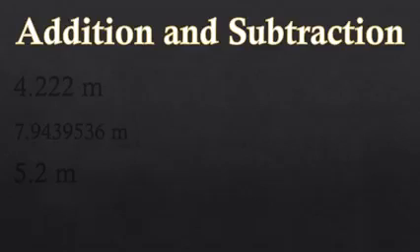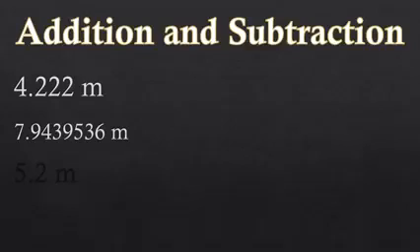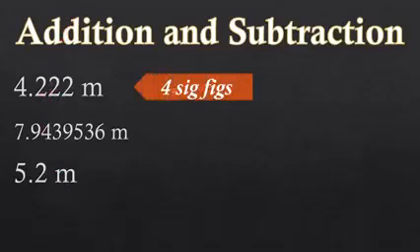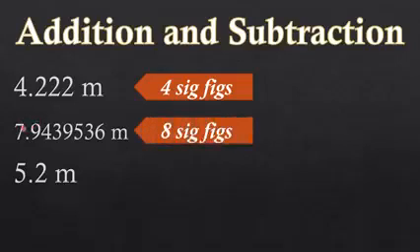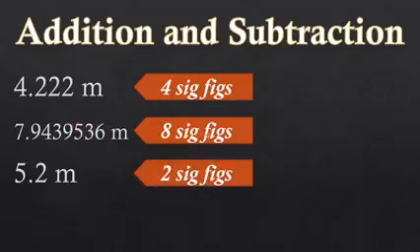So recall that the following givens are involved. We have the 4.222 meters, we have also the 7.943956 meters and 5.2 meters. Here, titingnan natin kung ilang significant figures yung involved sa each number. In 4.222 meters, there are 4 significant figures, yung 4, 2, 2, 2. They are all significant. In the second number, we have 1, 2, 3, 4, 5, 6, 7, 8 significant figures. And in number 3, we have 2 significant figures.